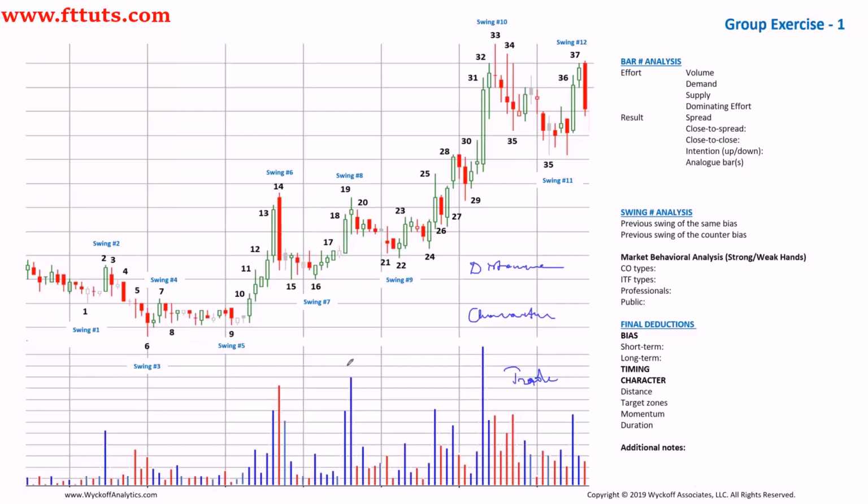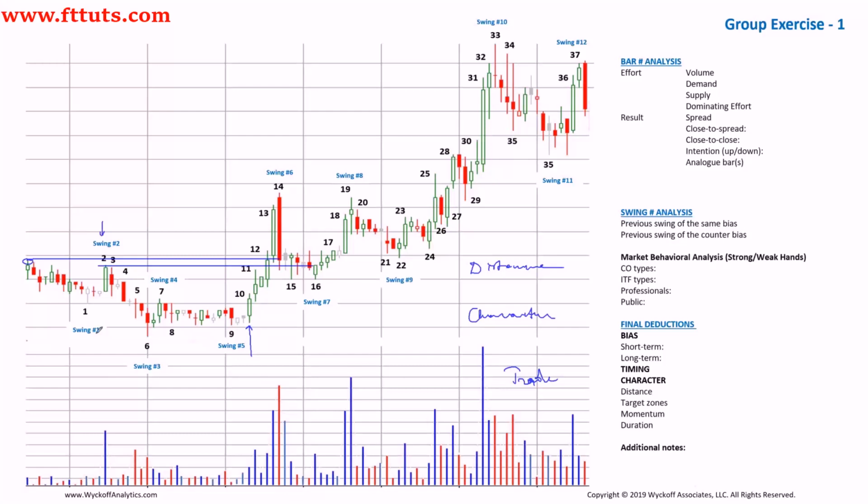Any suggestions? I would probably look at bars like 2 and 3 and look at that as a point of resistance. Absolutely. Okay, good. I would suggest that maybe even this bar right here. So we kind of have a cluster of resistance, right?